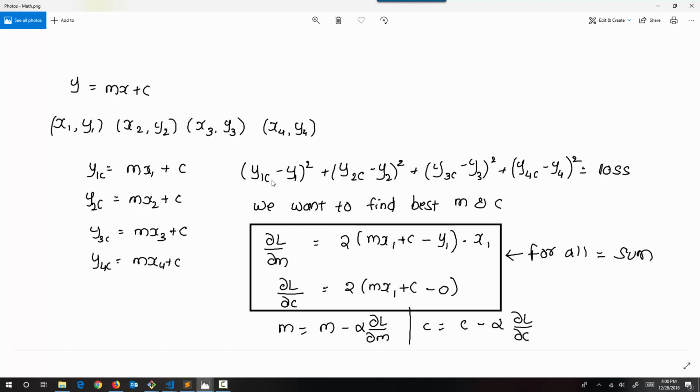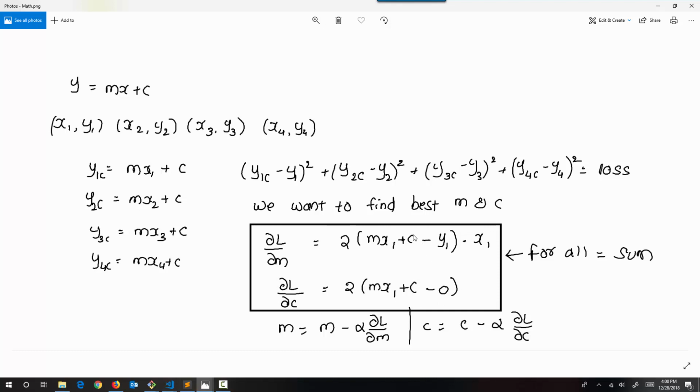So it will be (y1 calculated minus y1) whole square, that is (mx1 plus c minus y1) whole square. First we'll apply 2 into (y1 calculated minus y1), which is nothing but 2 into (mx1 plus c minus y1), and then the derivative of the term that has m, that is nothing but x1. So 2 into (mx1 plus c minus y1) into x1 is the partial derivative with respect to m, and this is the partial derivative with respect to c.